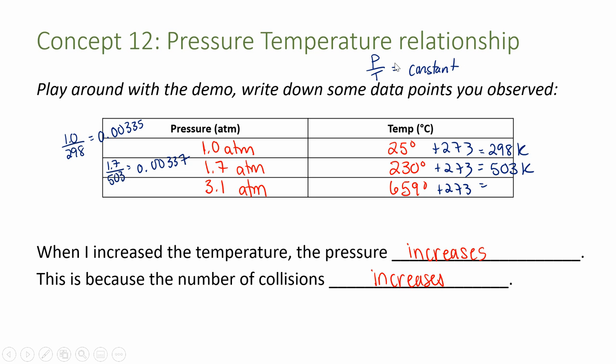So pressure divided by temperature is constant as long as your temperature is being measured in Kelvin. That is super important when we get into gas law calculations. And the reason why this is important is because the Kelvin temperature is directly proportional to your kinetic energy, to the speed that your molecules are moving. So 0 Kelvin means they're not moving at all. So we need to use Kelvin temperatures.